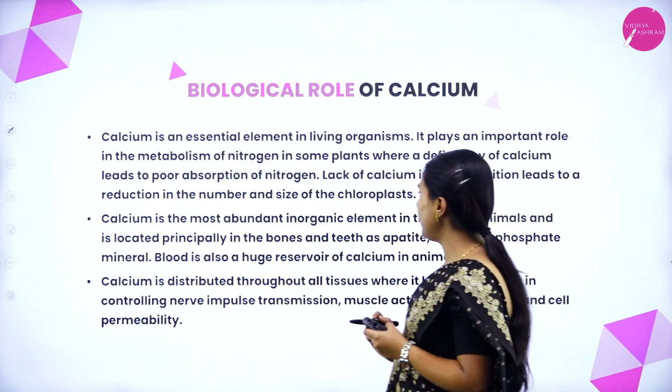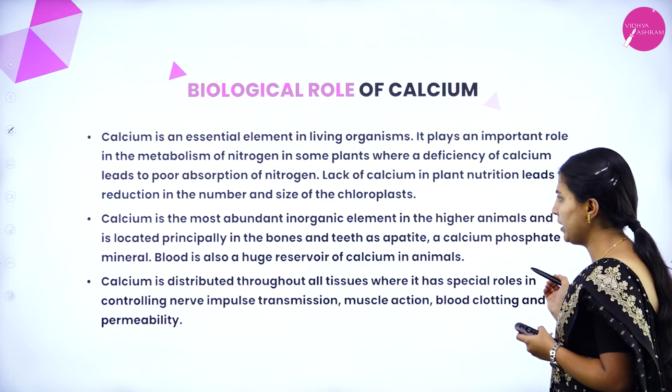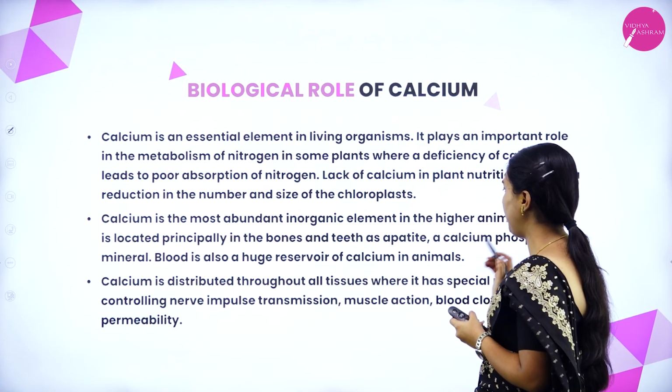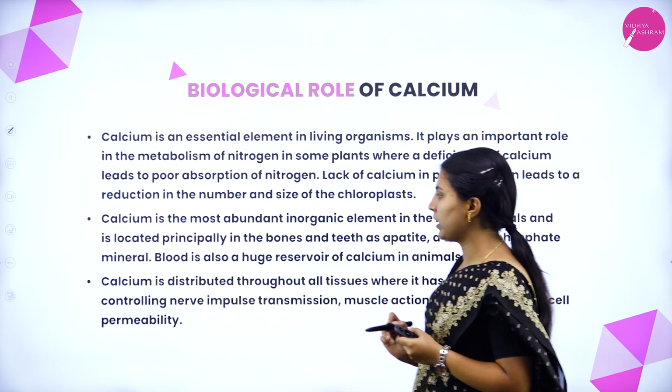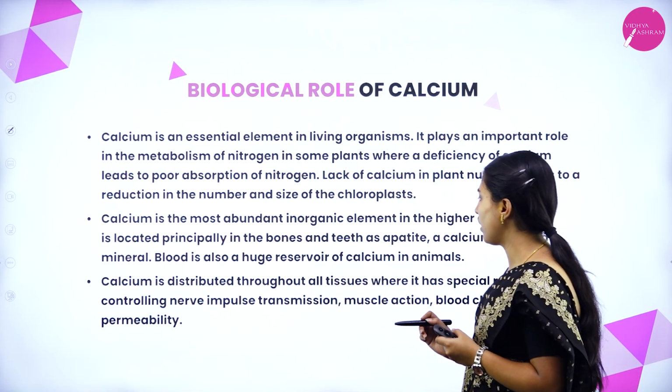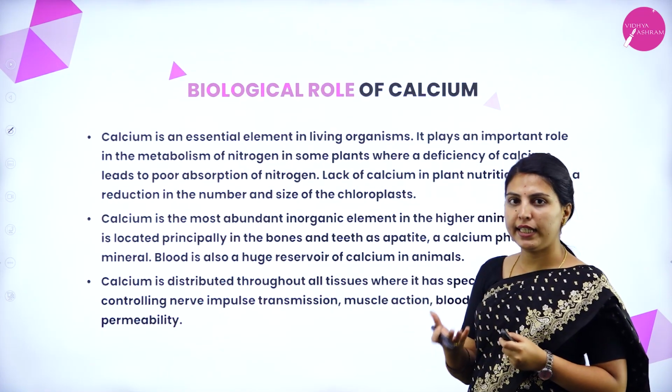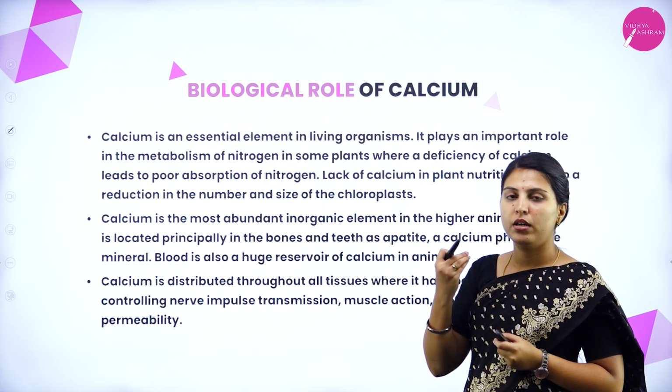Calcium is the most abundant inorganic element in the higher animals and is located principally in the bones and teeth as apatite, a calcium phosphate mineral. Blood is also a huge reservoir of calcium in animals. In bones and teeth, calcium is very much important.